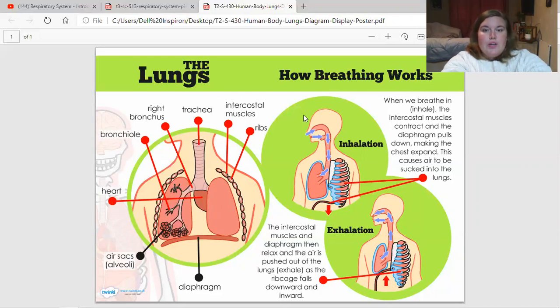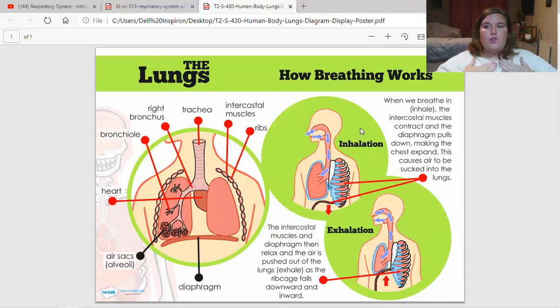Let's look at this first picture over here. We can see that the air is going in through the nose and the mouth, so we are breathing in or inhaling. When we breathe in, the intercostal muscles contract and the diaphragm pulls down. This makes the chest expand. This causes the air to be sucked into the lungs.